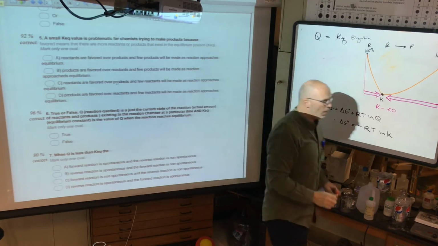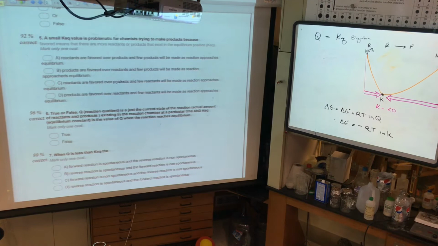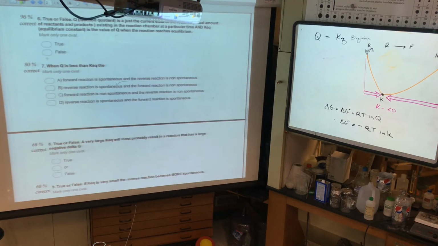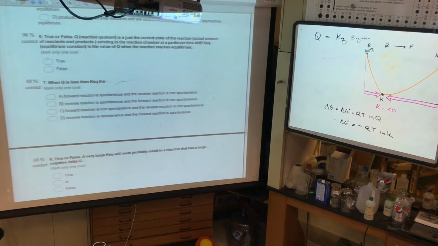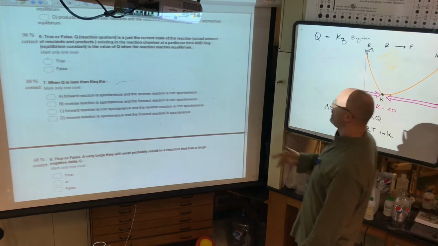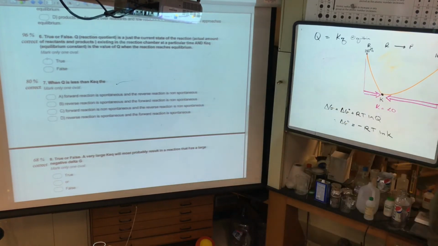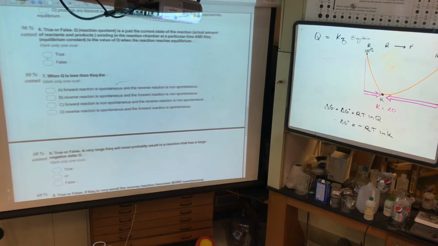Now, as we move forward to number 6, true or false, reaction Q is just a current state of reaction. Correct. Q, which is a reaction quotient, tells us exactly at that point, that snapshot in time, what the products and concentrations are as the reaction is running. That's why they call it a reaction quotient. And Q is what value when it reaches the death or equilibrium? Of course, that's true. You guys nailed that pretty well.